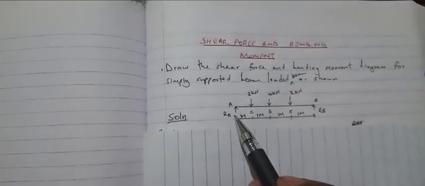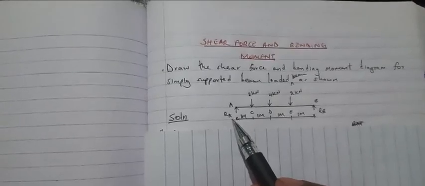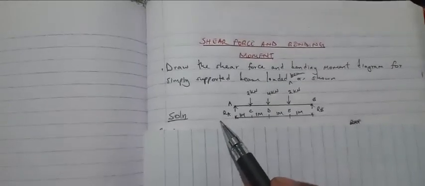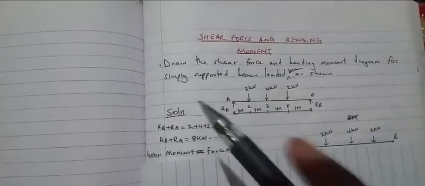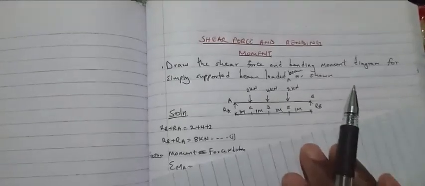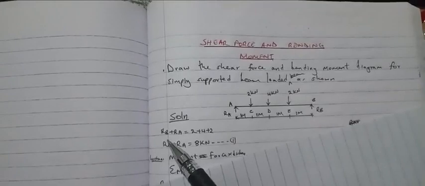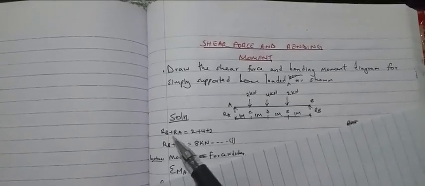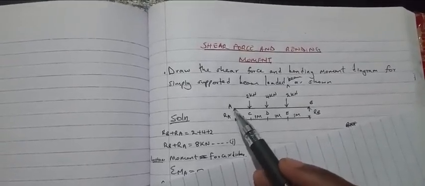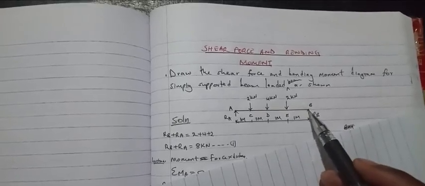So guys, first of all, we are going to look for the reactions. We are going to calculate reactions. We have reactions at A and reaction at B. So we need to know the values of the reaction at this point, then the reaction at this point.